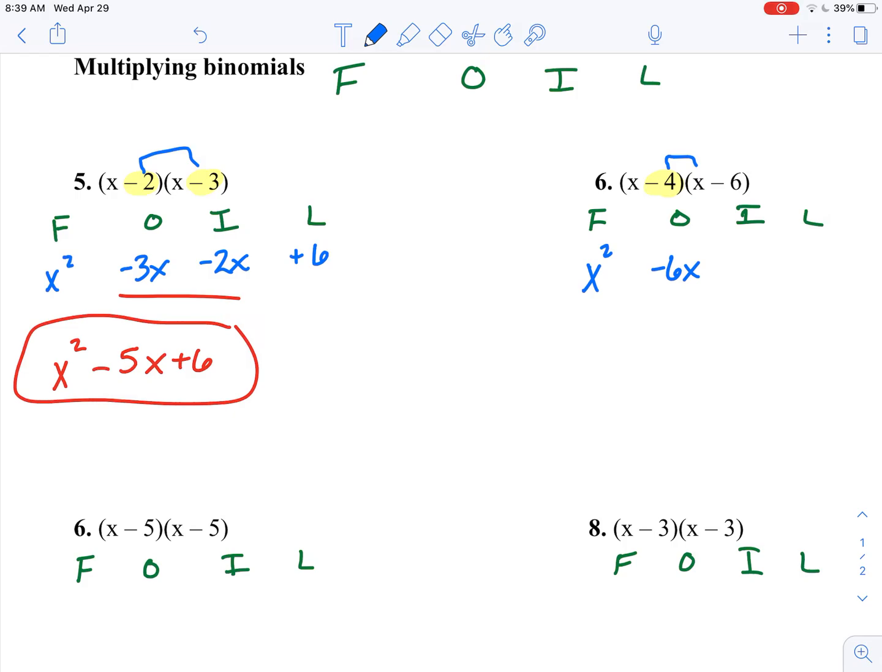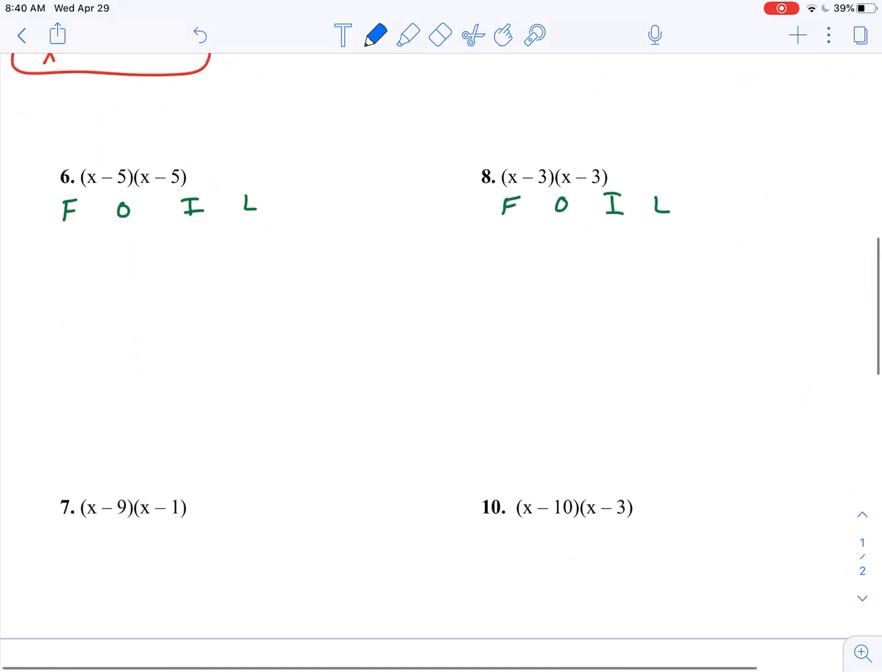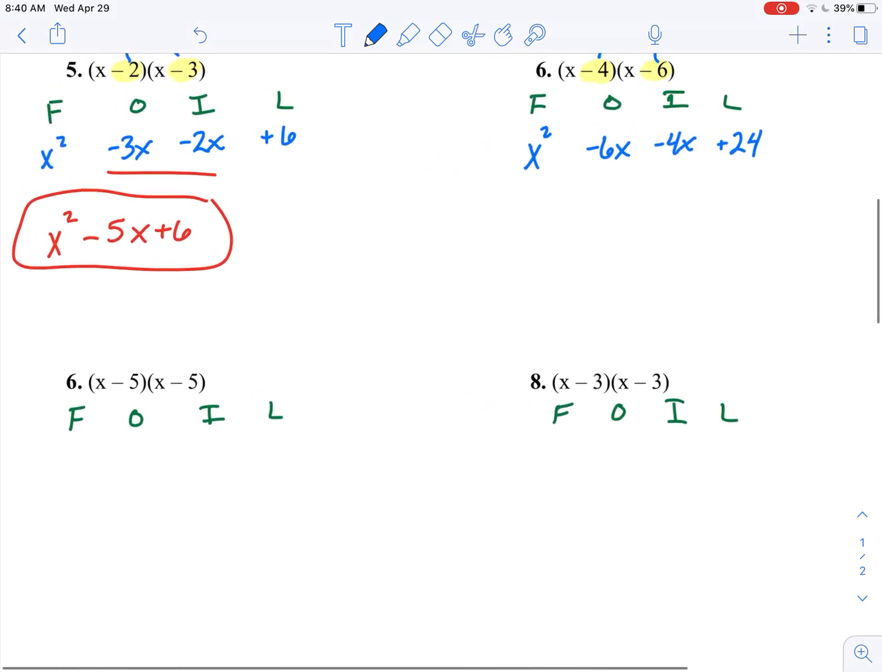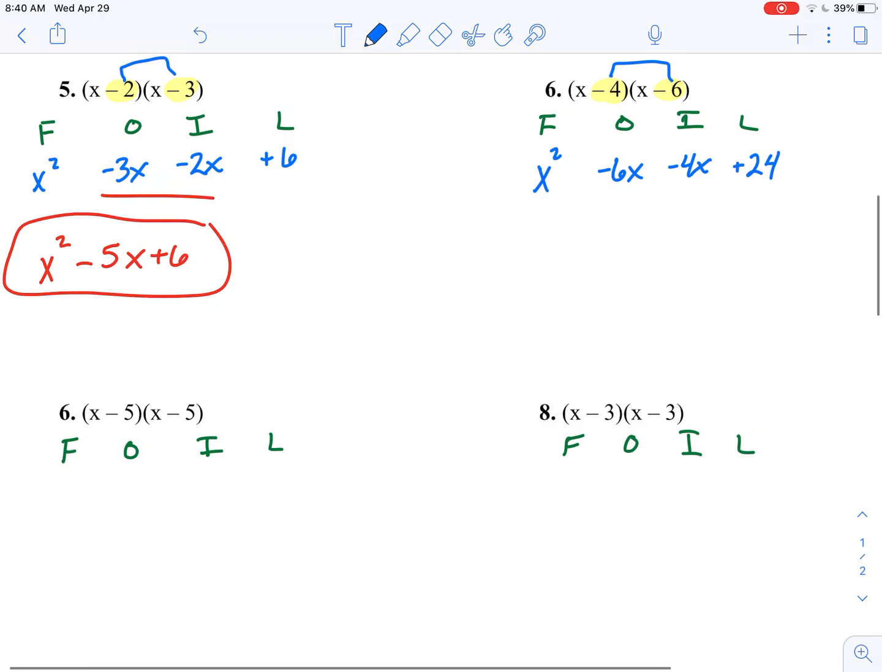All right, let's try this next one here. My first product is going to be x squared. The outers: be careful about that negative sign. x times negative 6 is negative 6x. Now the inners, again, be very careful about that negative. Negative 4 times x, negative 4x. And the last product here is negative 4 times negative 6. Negative times negative is positive. 6 times 4 is 24.